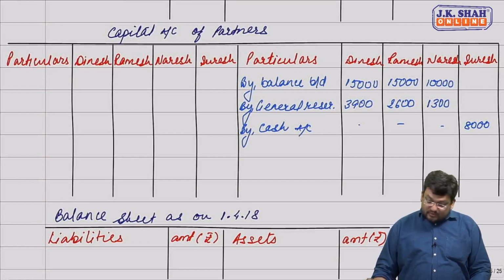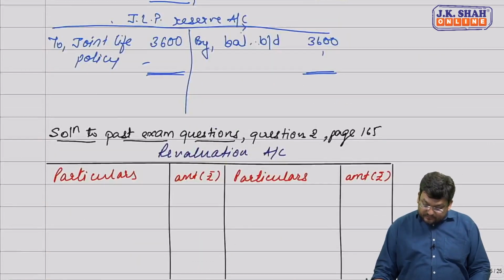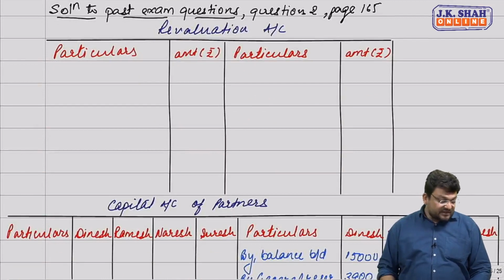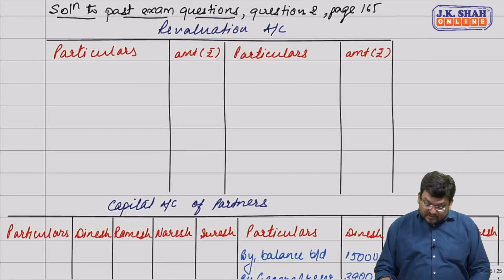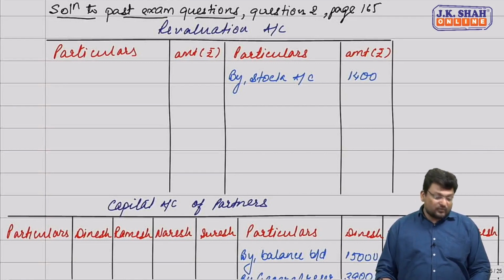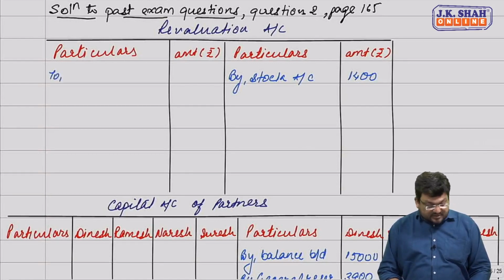Then value of stock is to be increased to 14,000. So value of stock in balance sheet is 12,600. If it is to be increased to 14,000, we are increasing its value by 1,400. Entry we would be passing is stock to revaluation 1,400. Furniture and fixtures to be depreciated by 10%. So we need to reduce value of furniture and fixtures by 720. Entry will be revaluation to furniture and fixtures.